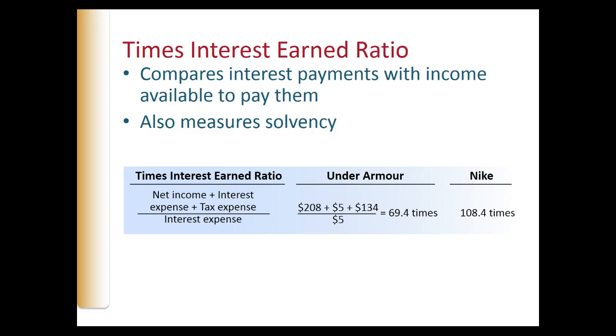Under Armour's interest expense of $5 million is not listed separately on the income statement, but rather is obtained from the notes to the financial statements. The times interest earned ratio for Under Armour is 69.4 times. That means Under Armour's net income before interest and taxes was 69.4 times the amount it needed for interest expense alone. But in comparison, Nike has an even better times interest earned ratio of 108.4. So both Under Armour and Nike generate more than enough income to cover their interest payments.